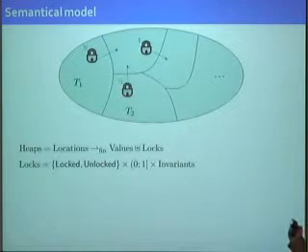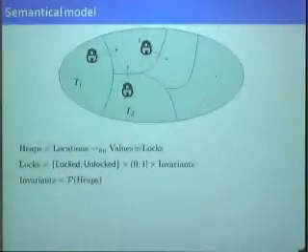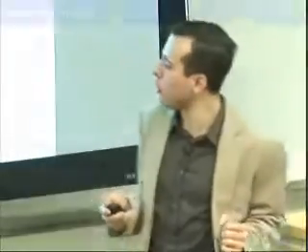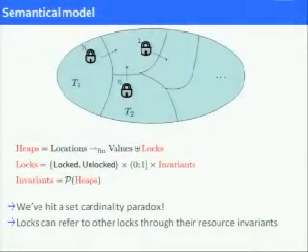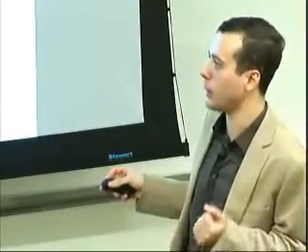OK. And what is an invariant? Well, an invariant is just a power set of heaps. It's a predicate on heaps. And that's basically the definition. So we have heaps defined in terms of locks, locks defined in terms of invariants, and invariants defined in terms of heaps. Well, it happens that there is a problem with this definition in that this circularity is not well formed. We've just hit a set cardinality paradox. That is, there are no sets that would satisfy these equations.